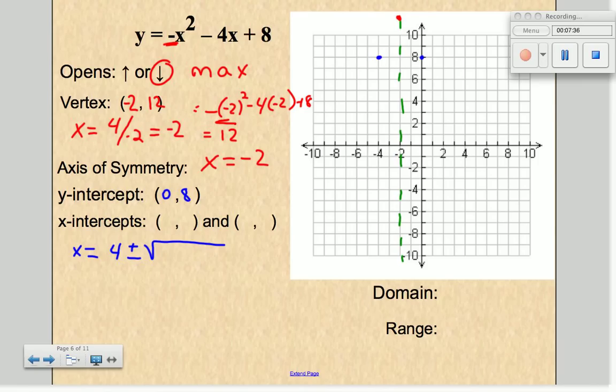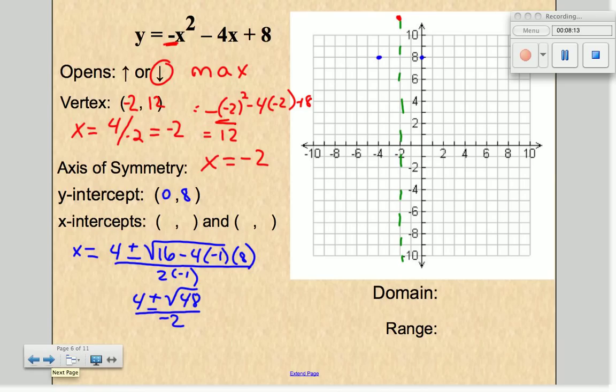So using my quadratic formula, x equals the opposite of b, plus or minus the square root of 4 squared minus 4 times negative 1 times 8, all of that over 2 times negative 1. Okay, now I'm going to get out my calculator and do the inside there. So 16 minus 4 times negative 1 times 8 gives me 48. So far I've got 4 plus or minus the square root of 48 all over negative 2.